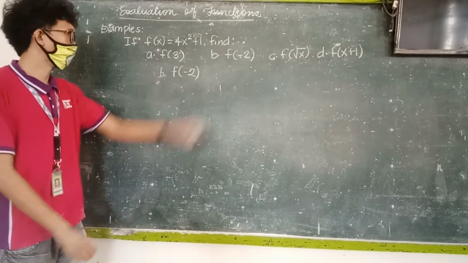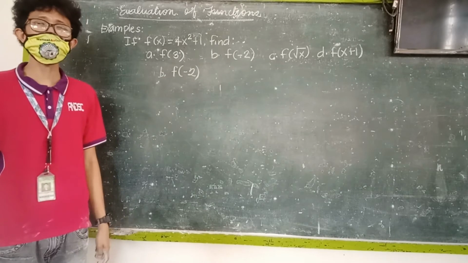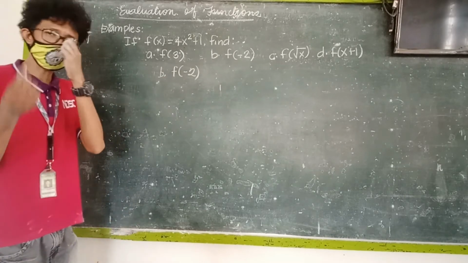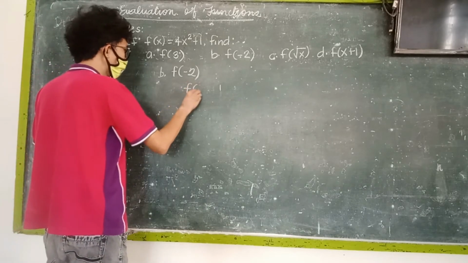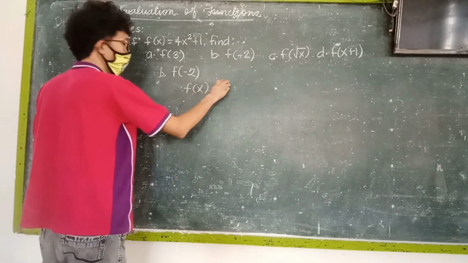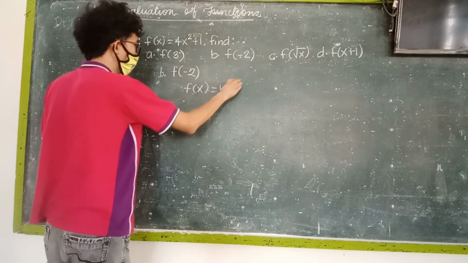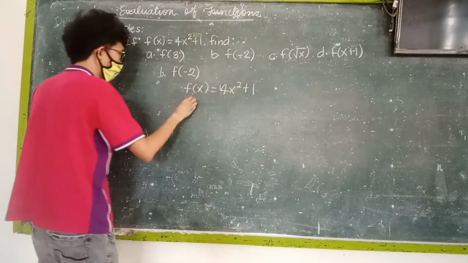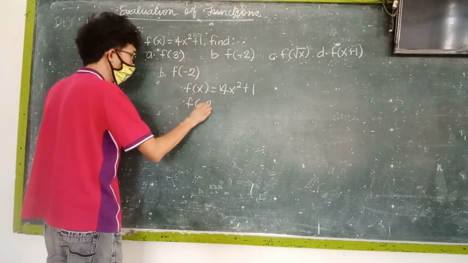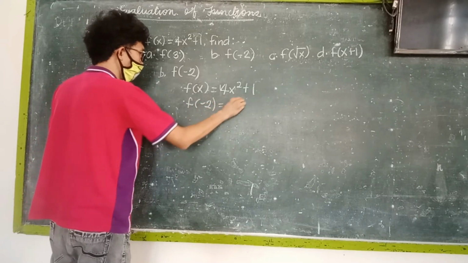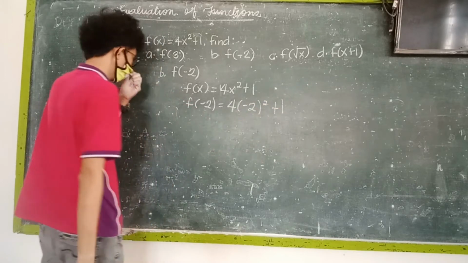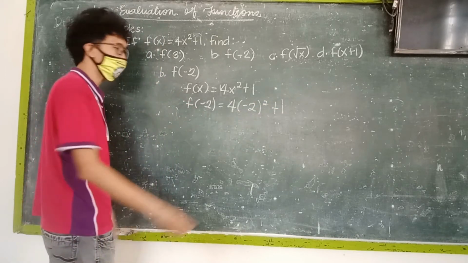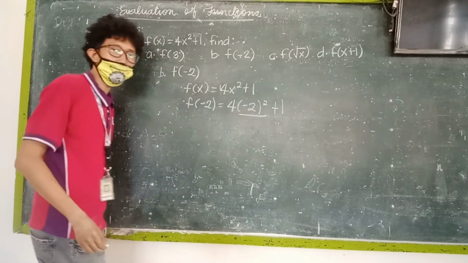Paano naman ang letter B? f of negative 2. So, we will do the same as our example in letter A. We have f of x is equal to 4x squared plus 1. So, we have f of negative 2 is equal to 4 times negative 2 quantity squared plus 1. By law of GEMDAS, mauuna ang pag-simplify ng exponent.